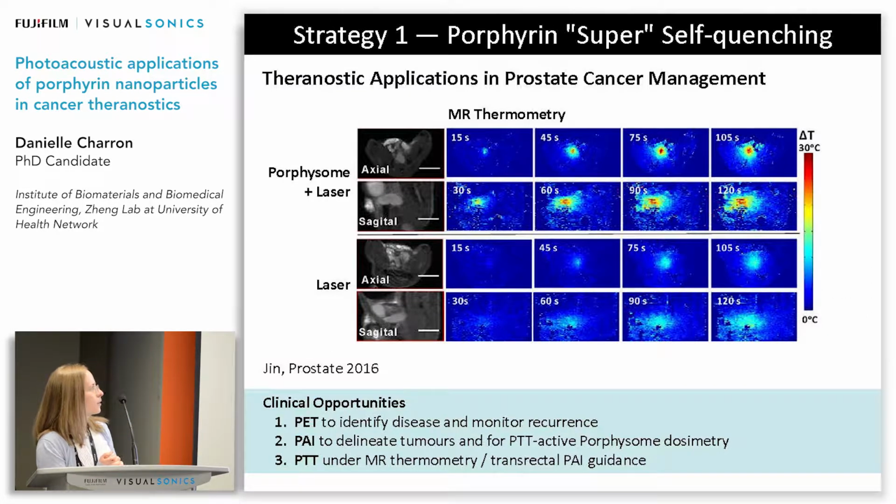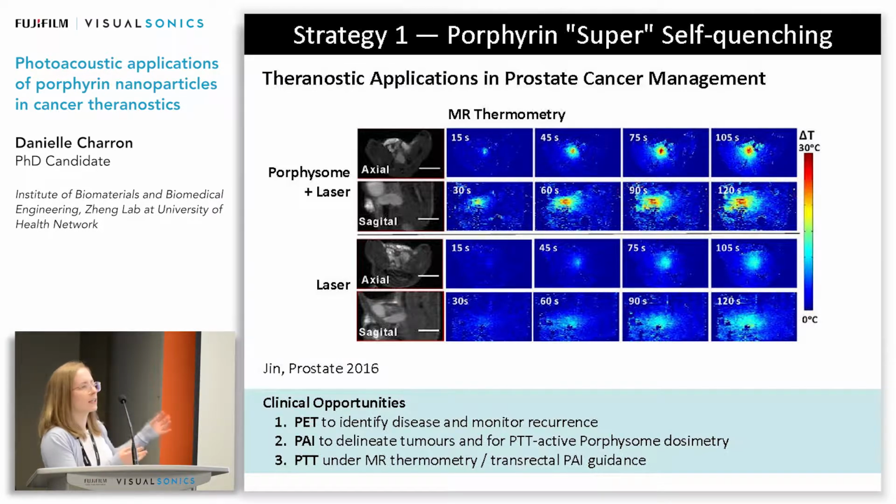So what we did next is we looked at photothermal therapy under MR guidance. And using the porphysome to heat the tissue, we reached ablative temperatures within about a minute. So this data set really gives us a lot of hope for some clinical applications. Three main ones. First, we can use radiolabeled porphysomes as PET imaging agents to both identify disease and monitor recurrence. And then we can use photoacoustic imaging to delineate tissues using porphysomes as the contrast agent. And then use photoacoustics as well as a measure for dosimetry before we do things like photothermal therapy.